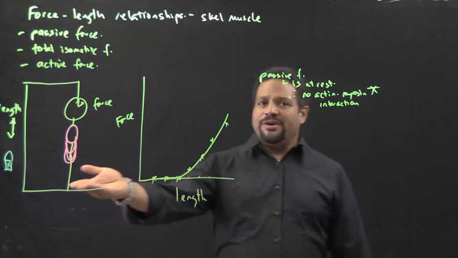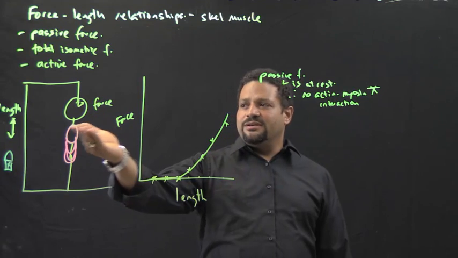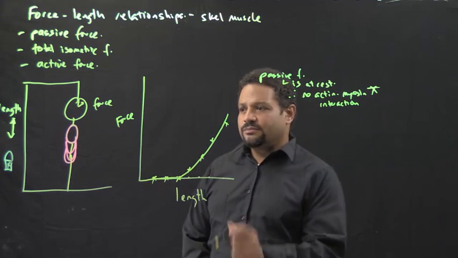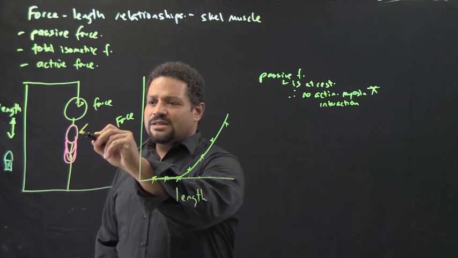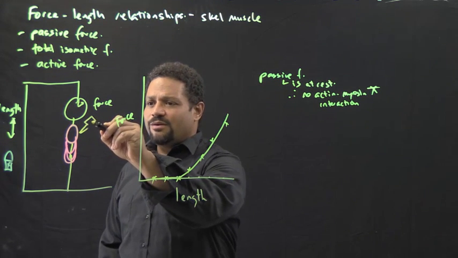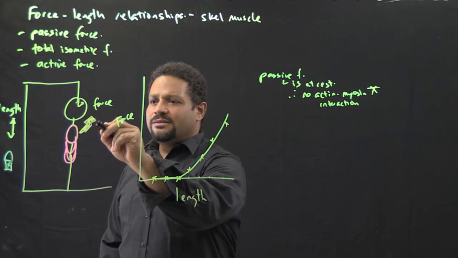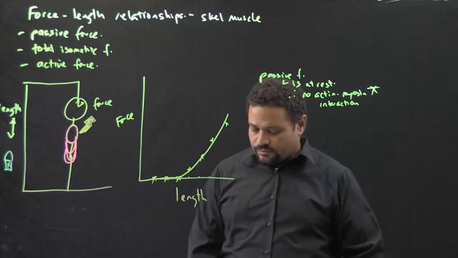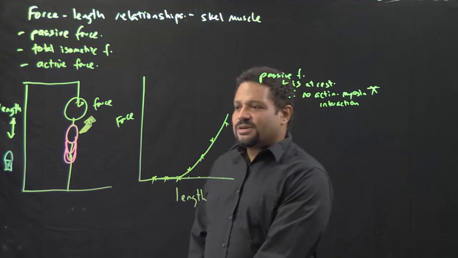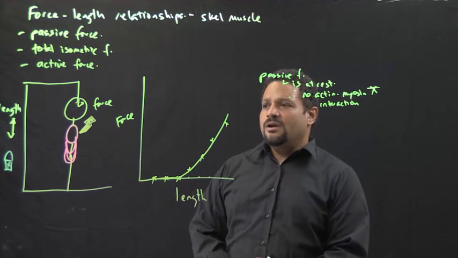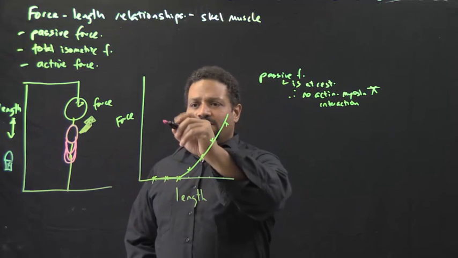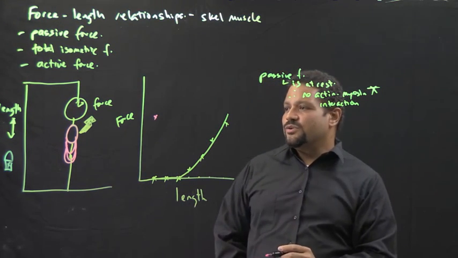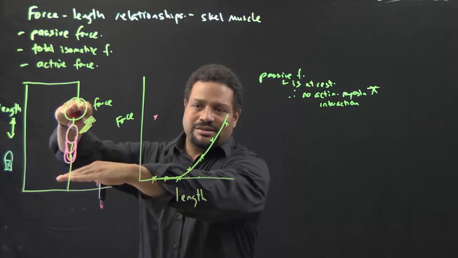We use the same apparatus. We measure the force generated at different lengths of muscle, but we do something that's a little bit different. We stimulate the muscle electrically or however you want, and we'll demonstrate that by this little lightning bolt. So we'll stimulate the muscle. We stretch the muscle to a certain length, we stimulate it, measure the total isometric force. So the muscle is trapped within this apparatus at a specific length.